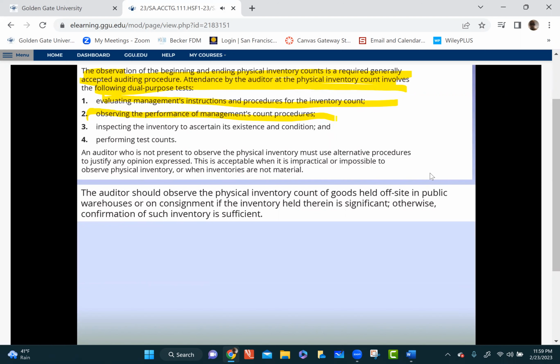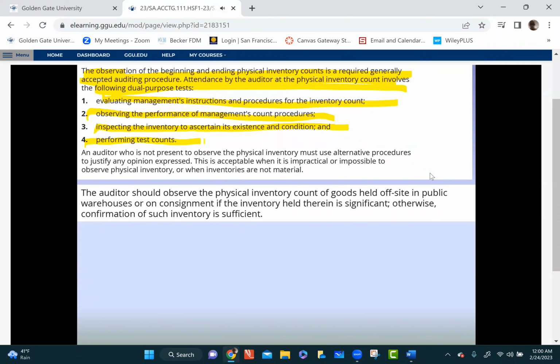Good. You're also doing what? Inspecting the inventory for its condition, and then you're going to perform some test counts. So for the most part, the client counts the inventory, but the auditor will also, on a sample basis, go through and count a few things and put some inventory tags on what they counted there.